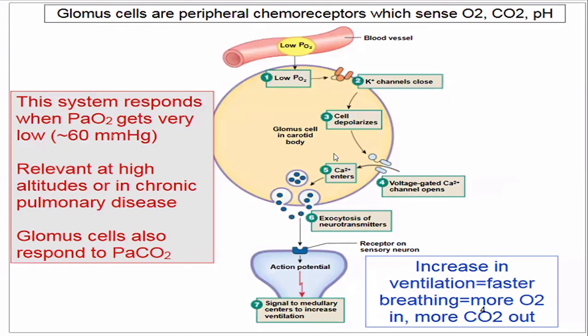The system responds when oxygen gets very low, so when we are going up, relevant at high altitude and during chronic pulmonary disease. Glomus cells also respond to PCO2. So don't forget, they respond to alterations in carbon dioxide and oxygen. The glomus cells in the carotid body make the carotid body responsive to changes in carbon dioxide and oxygen. Don't forget, this will appear in the exam.